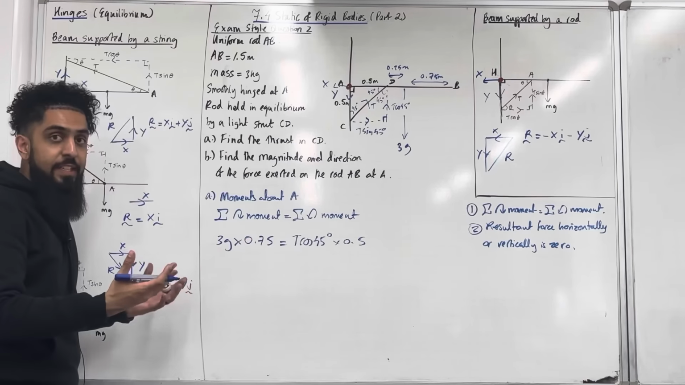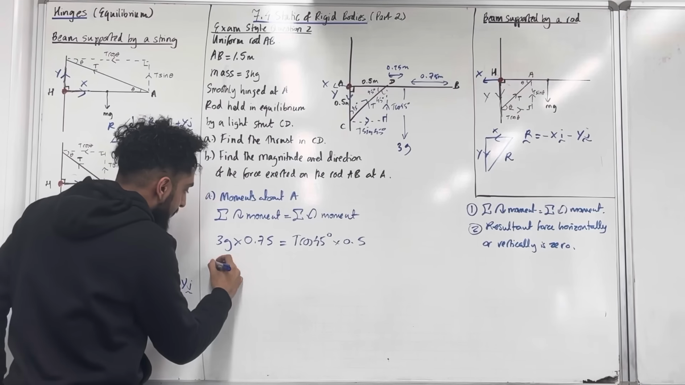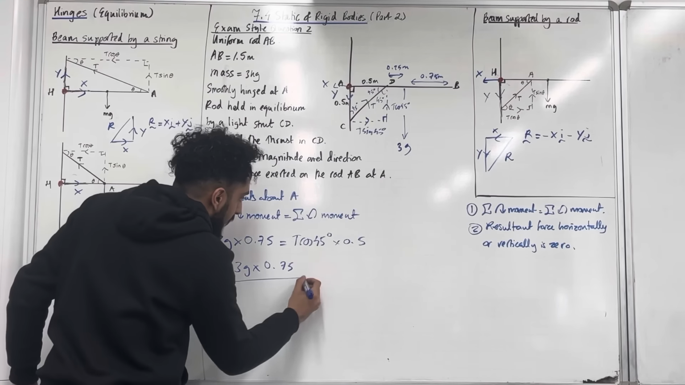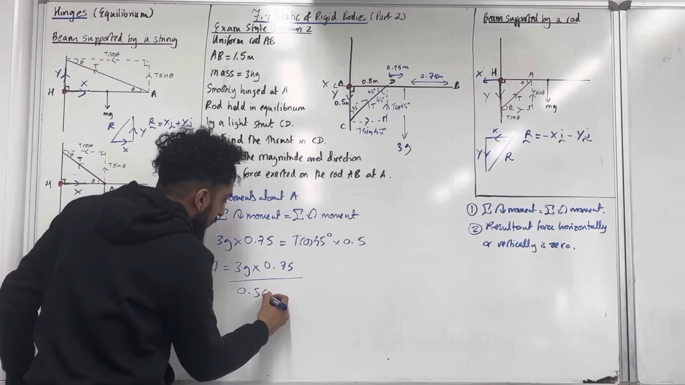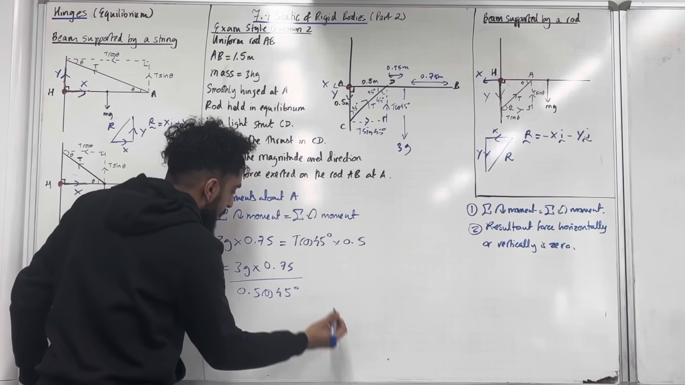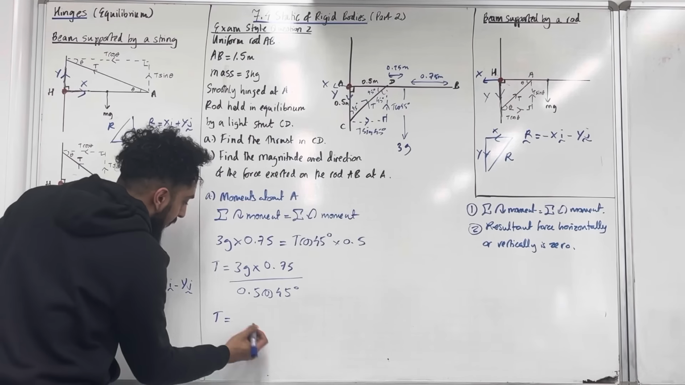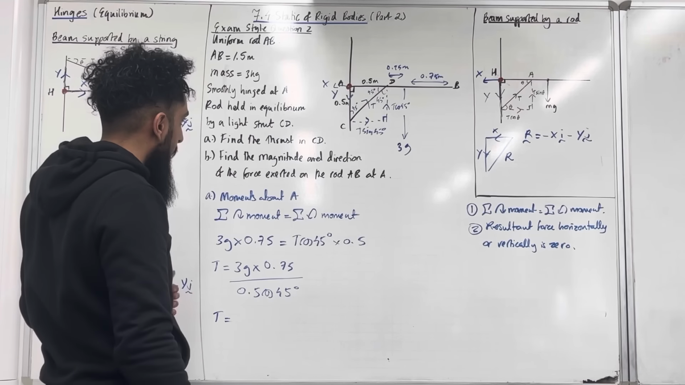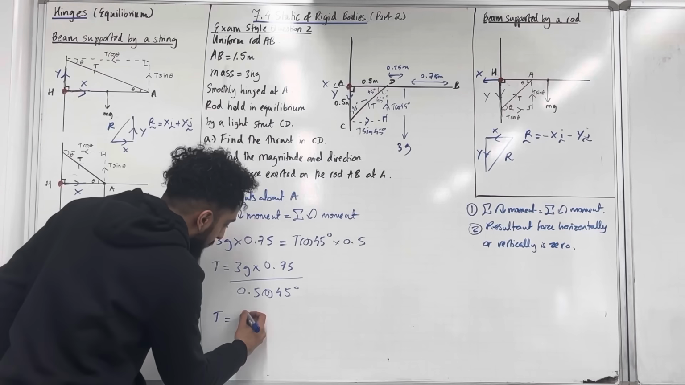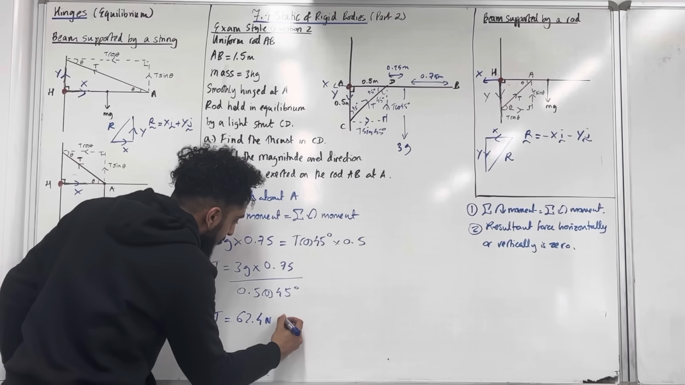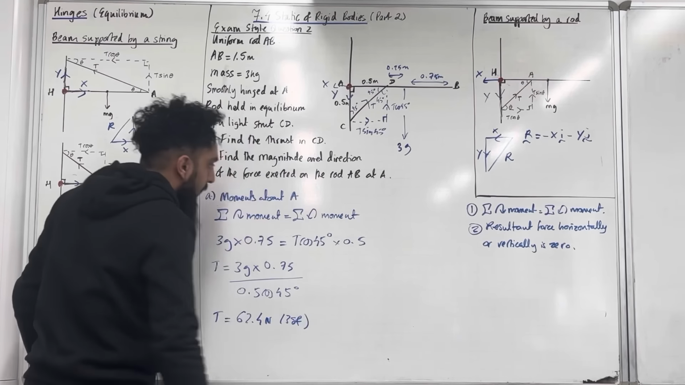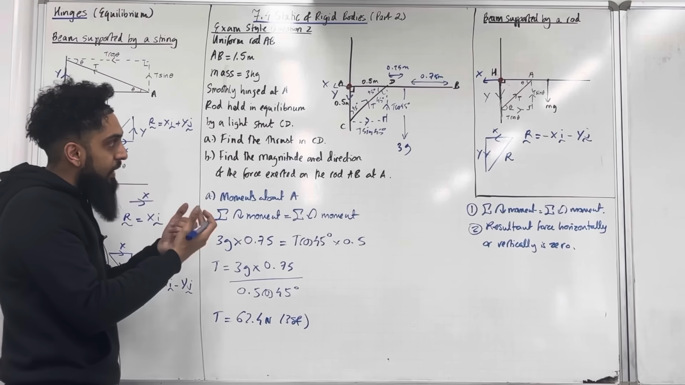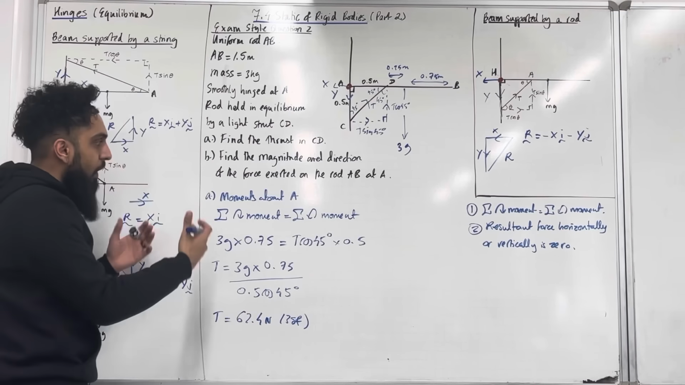So now we can make T the subject. So T is equal to 3g times 0.75 all over 0.5 cos 45. Okay, so we can put this into our calculator and then we can round off to 3 significant figures. So if we put this into our calculator, we get 62.4 newtons to 3 significant figures. So that there is the thrust in the strut CD. Let's move on to part B.